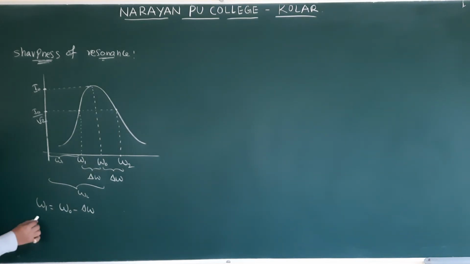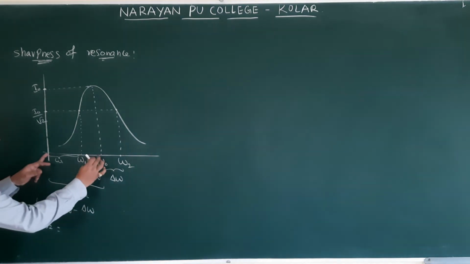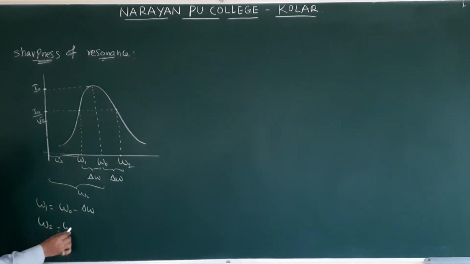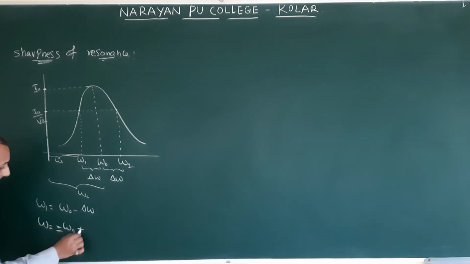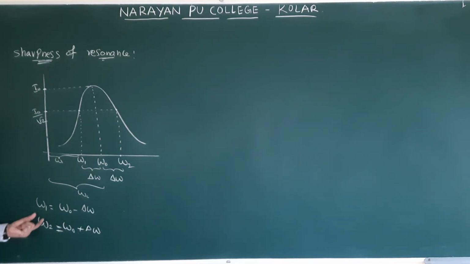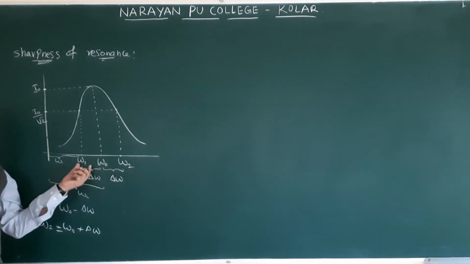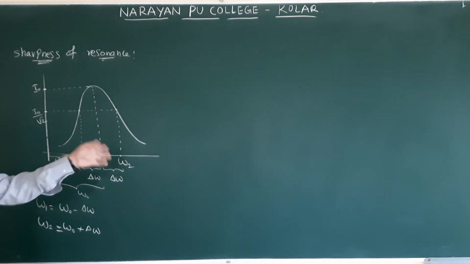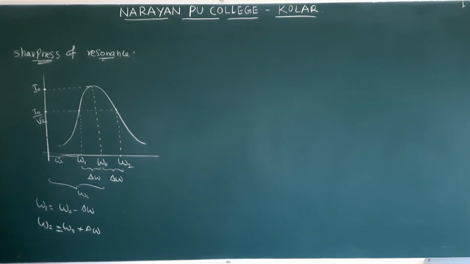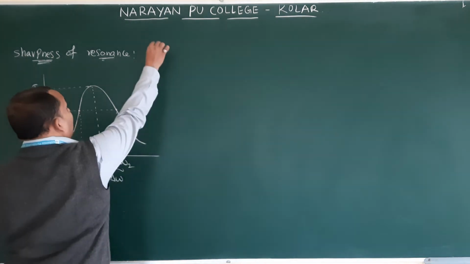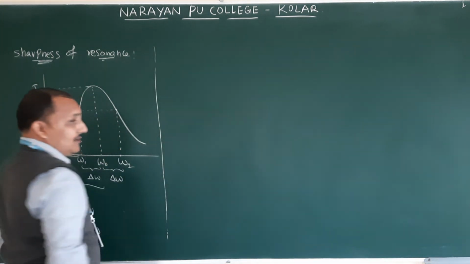Next, omega 2 is equal to omega naught plus delta omega. This is the omega 1 value, the omega 2 value. At omega 1 what is the current value? I naught by root 2. At omega 2 also the current value? I naught by root 2. These frequencies we call half power frequencies because the power is going to become half. Already I gave the equation. Power in AC we are going to discuss in an upcoming topic, so very, very important.